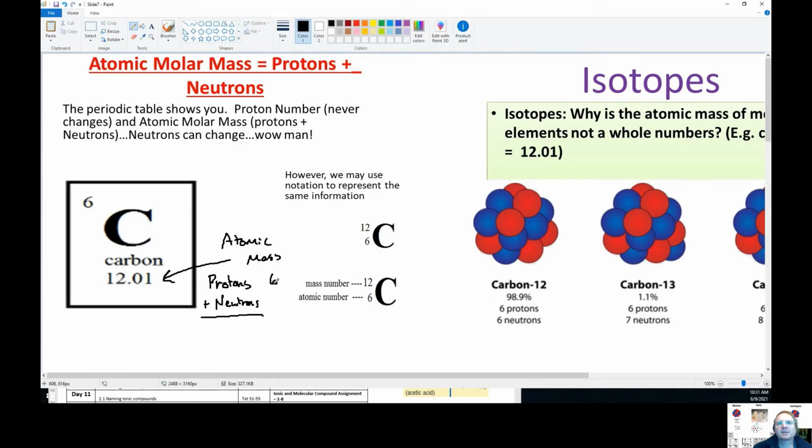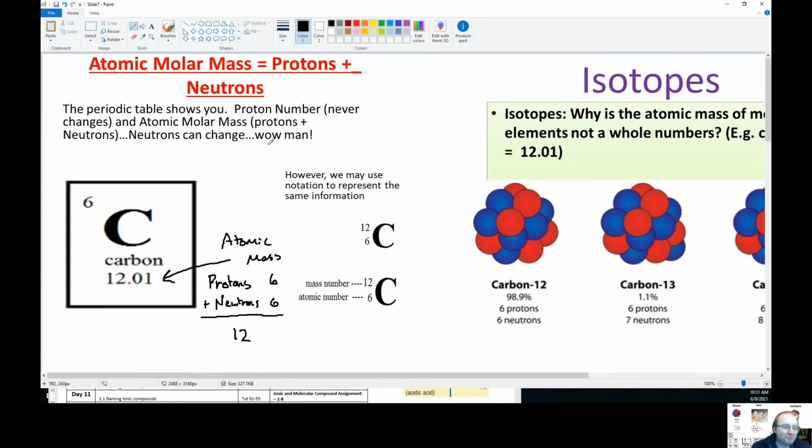And for carbon, it's going to be 6 plus 6. Okay, 12. We round it to its nearest whole number always with this. And again, your periodic table shows you the proton number. That never changes. The atomic molar mass and neutrons can change.